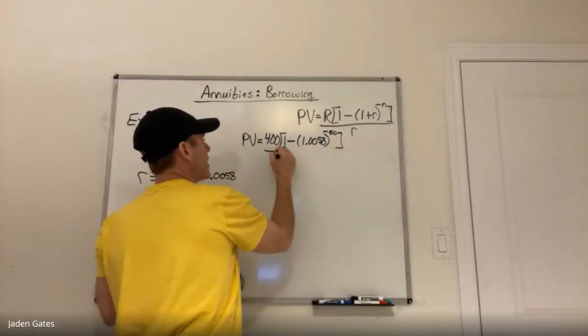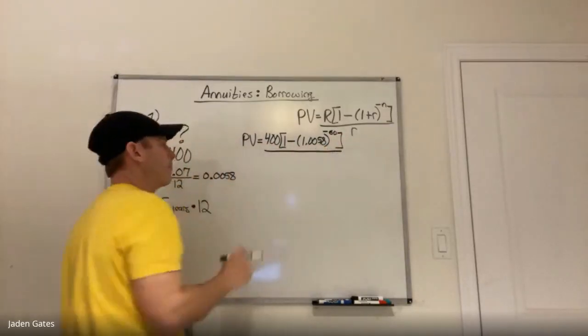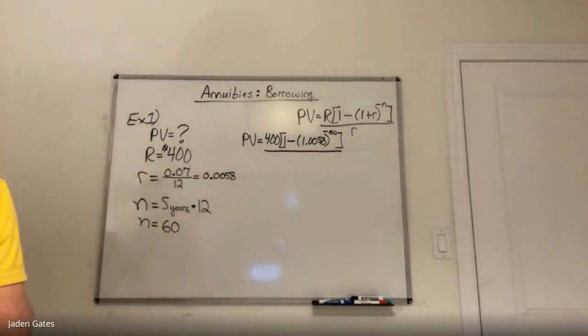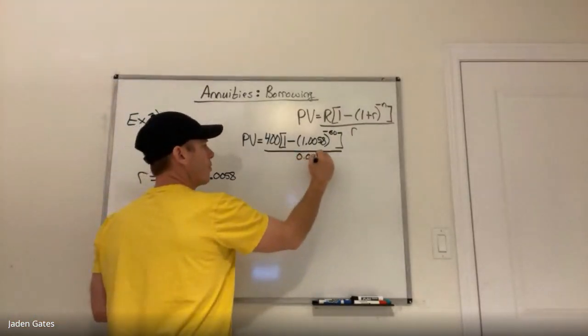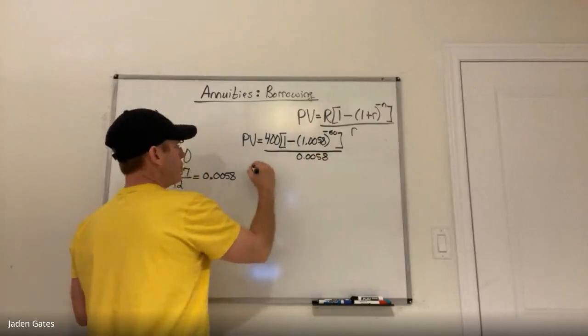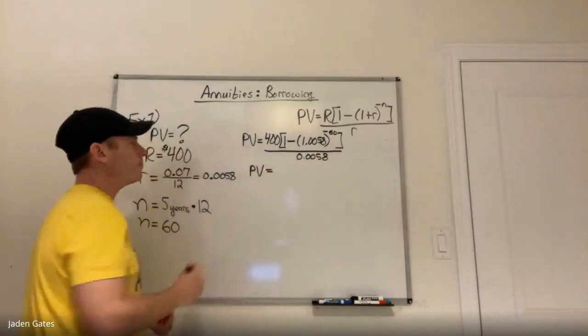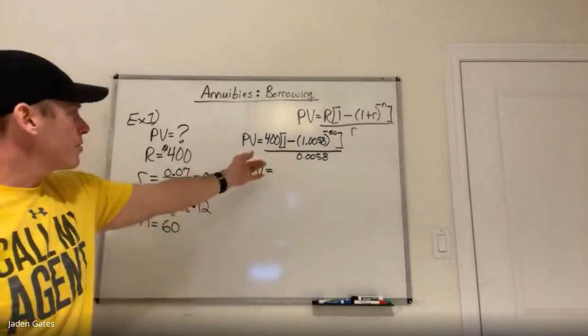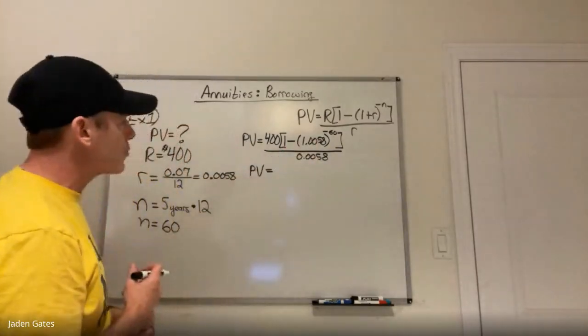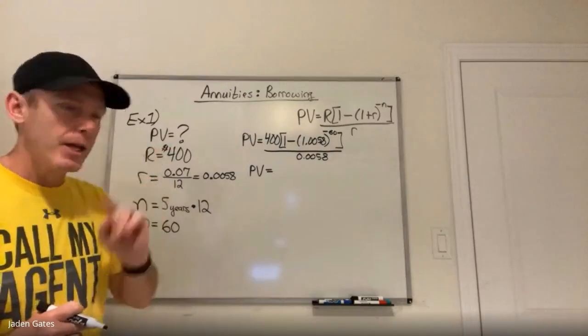All right, and again, typically what can happen is people forget the little r down at the bottom, which is just the r, not 1 plus the r, and so it would be 0.0058. All right, now, just like this morning, I'm going to use brackets. So I have to do this 1.0058 to the power of negative 60.